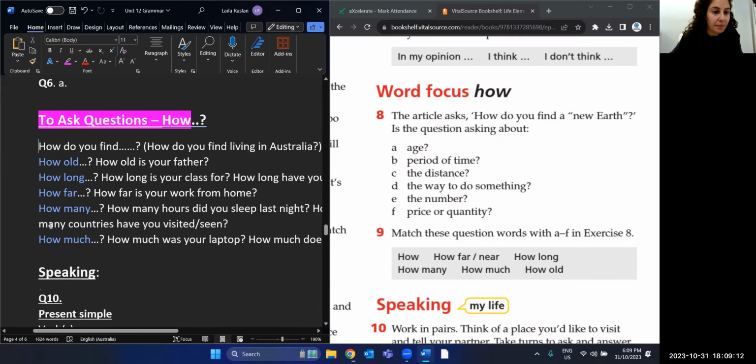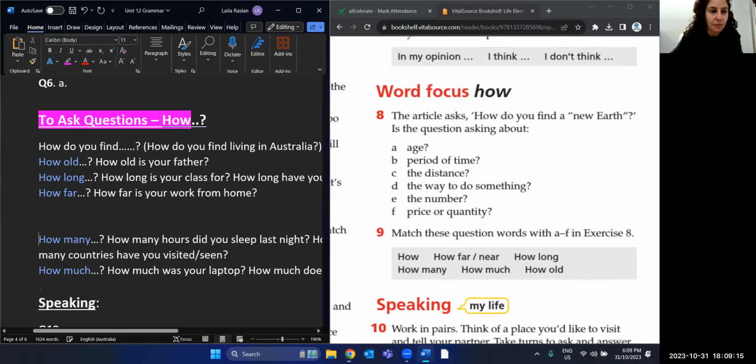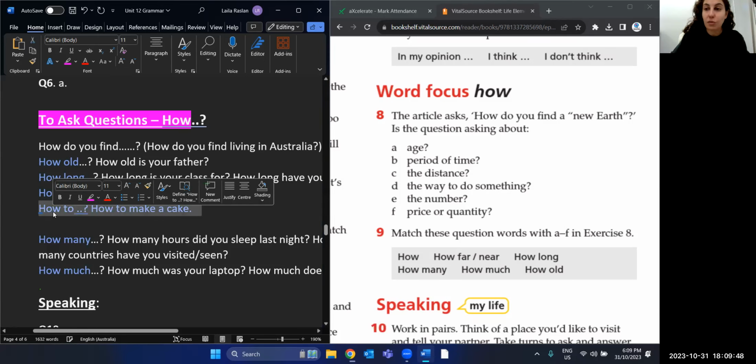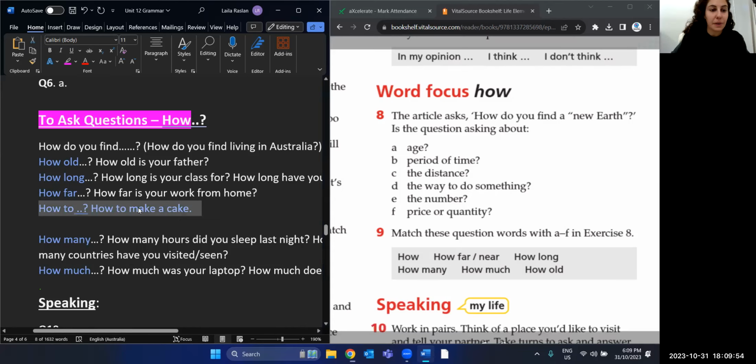The way to do something, you know, how many people have looked up how-to videos on YouTube? How to speak better English, how to download something, how to make a cake, whatever. So lots of how to, that's asking the way to do something, how to fix the radiator in the car, how to fix something.